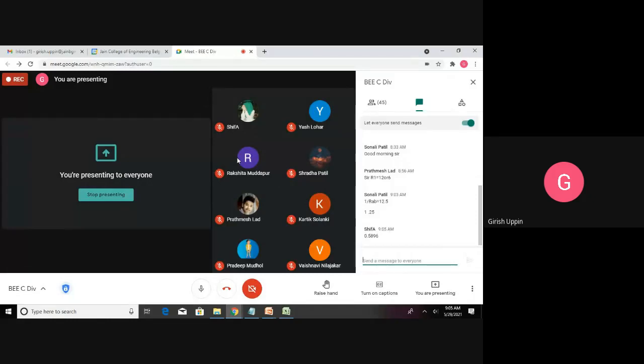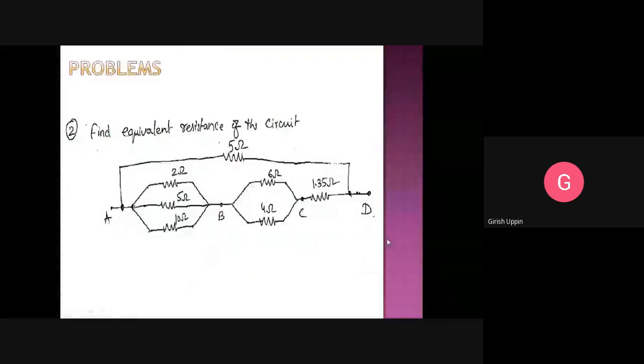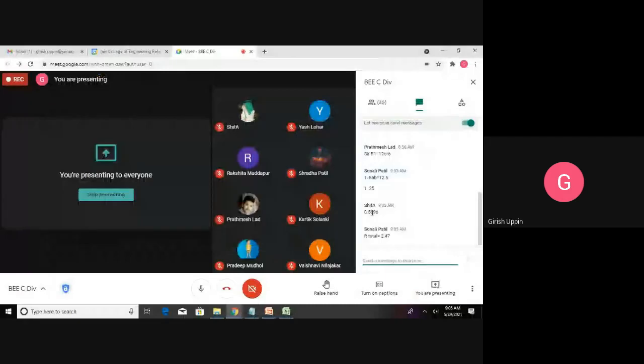0.5896. Shifa, just check whether you have taken 1 by RP. 2.47. I think 2.5 may be the answer. Let us see. Okay. Shifa, you just check whenever you get one. Are you taking 1 by RP, or did you mistakenly take the RP?